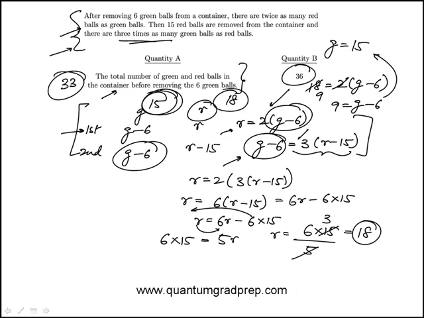Quantity A is 33, quantity B is 36. So here B is greater. So the answer is B.